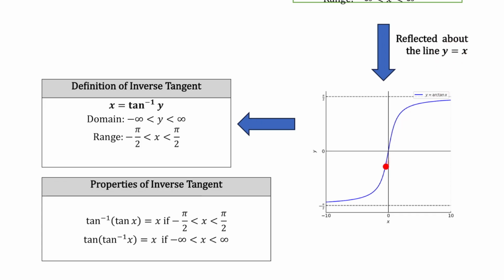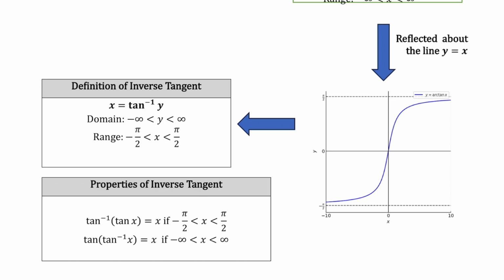Let's see the definition. x is inverse tangent y. Let's see the domain for inverse tangent y. The domain for y must be from negative infinity until infinity, and the range is from minus pi over 2 until pi over 2. Now let's see the properties for inverse tangent.